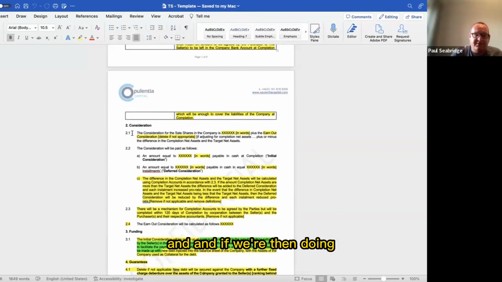And if we're then doing completion accounts, then we would adjust the difference between what we're basing the deal on at completion net assets versus the target net assets, and we'd make an adjustment thereafter.